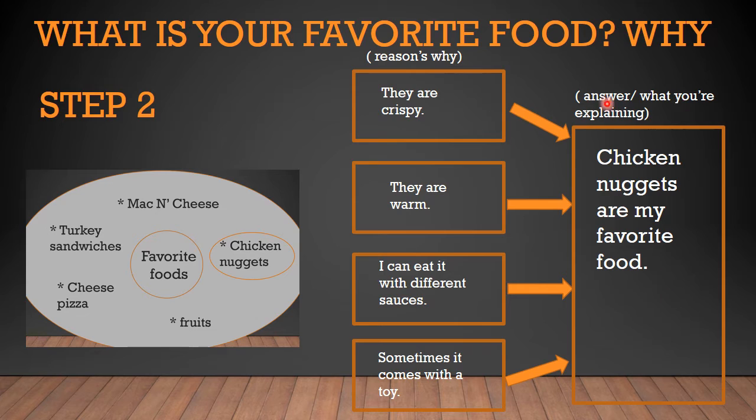Above this large box, you see the title or the explanation of what goes in the box, answer, or what you're explaining. So my answer to the question goes here in this rectangle, or what I'm going to explain goes here in this long rectangle. If my question is, what is your favorite food? Then in a sentence, I am answering, chicken nuggets are my favorite food. Okay? So here I have, chicken nuggets are my favorite food.